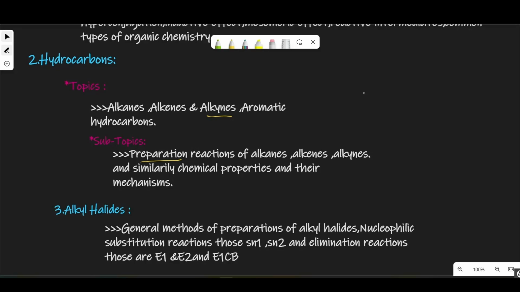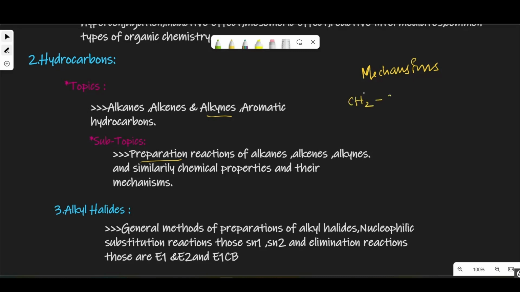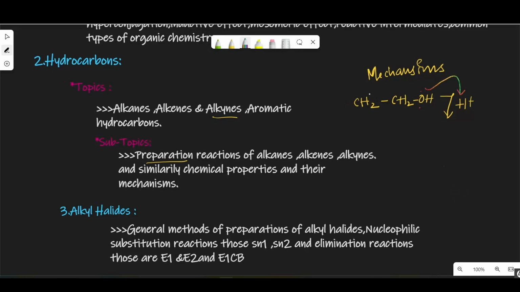And one more thing about mechanisms is that mechanisms are super easy. But you should know from which step to which step we are going. Let's say for example, if you take one CH2 alcohol, let's say I take this. If you add H+, what will happen here? It's just simple. Here we have lone pairs on the oxygen, so it will give this lone pair to the acidic hydrogen. Then it will form H2O+.